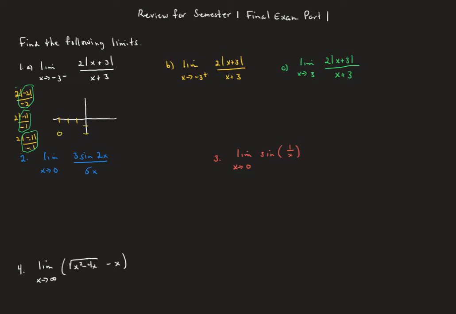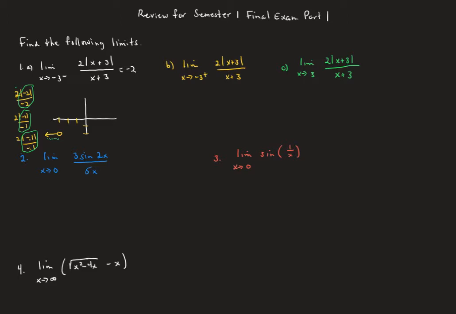So we're going to get something that looks like this. As we work our way closer and closer to -3 from the left, this is going to be always a -2.